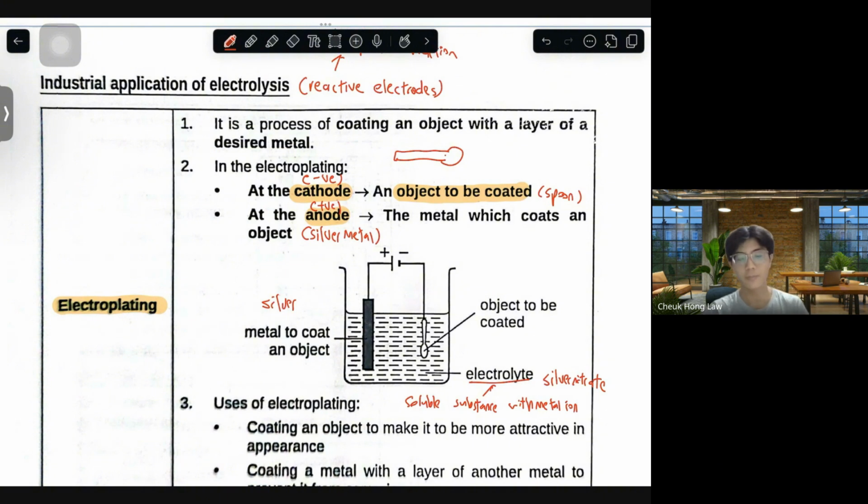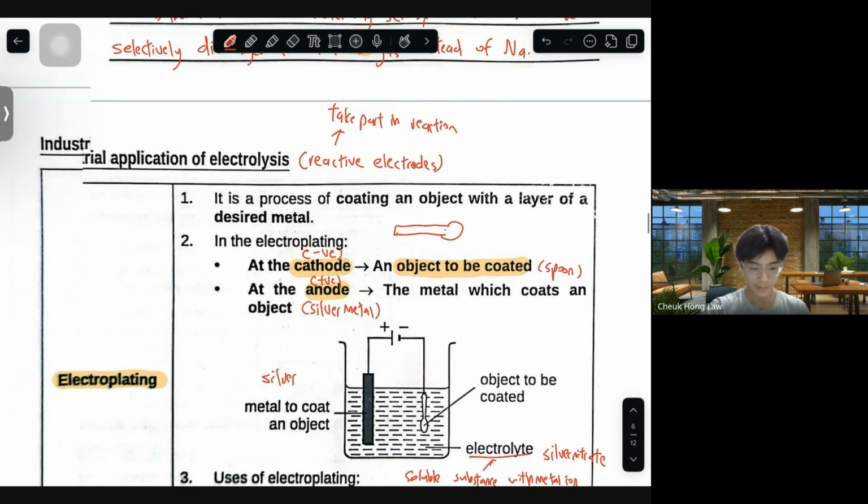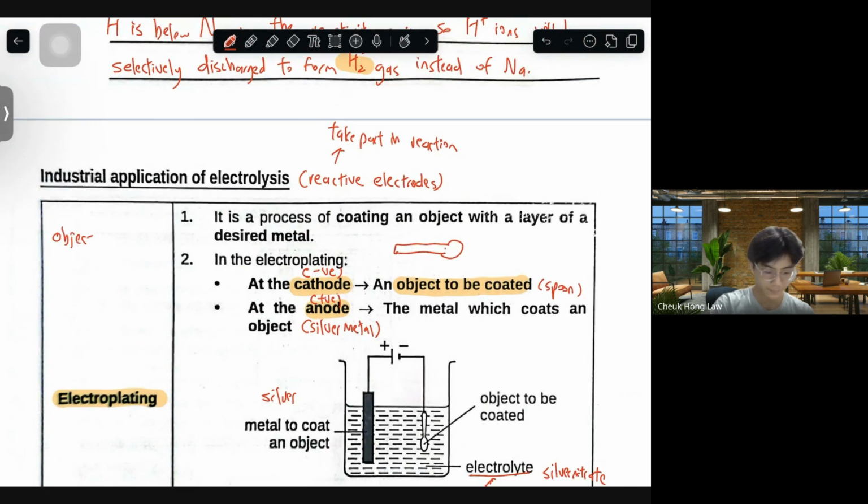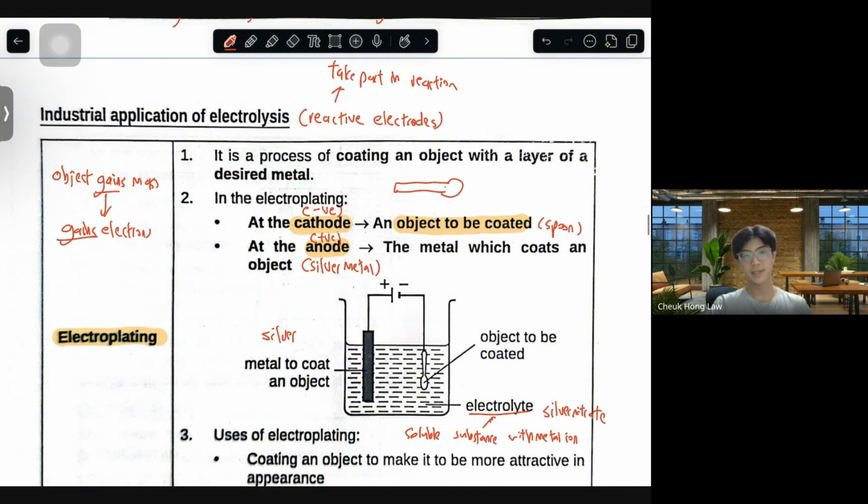Okay, so how do I remember which is the cathode and which is the anode? Very simple. If your object gains mass, it gains electrons. Gains mass, gains electrons. And gaining electrons, what do we know about that? That is reduction, right? We also know that reduction happens at the cathode. So if your object gains mass, ultimately it will be the cathode.